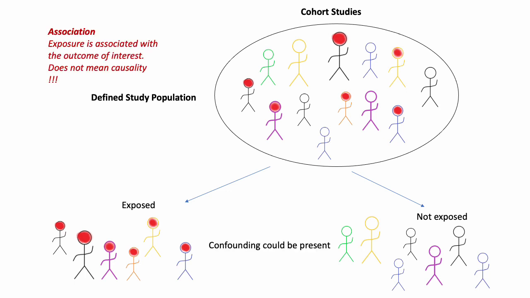So what you can see is essentially that we are determining association and not causality. We are seeing whether an exposure is associated with the outcome of interest or not. It does not mean causality. And this is one of the main differences between an RCT and a cohort study.